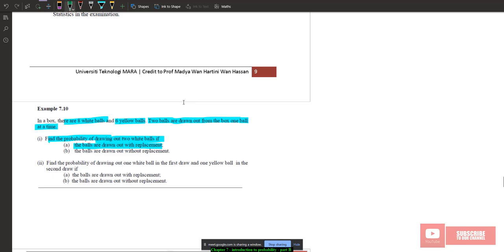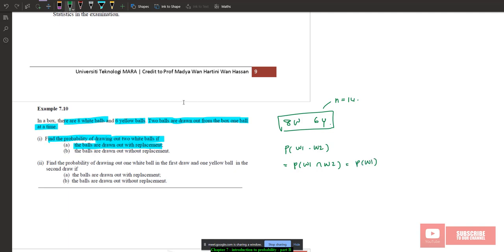So now, imagine we have 8 white balls and 6 yellow balls, all together n equal to 14, right? So if you want to find the probability of 2 white balls with replacement, we want to find white ball number 1 and white ball number 2. So it becomes the probability of white ball 1 intersect white ball 2, which is equal to the probability of white ball 1 multiplied by the probability of white ball 2.